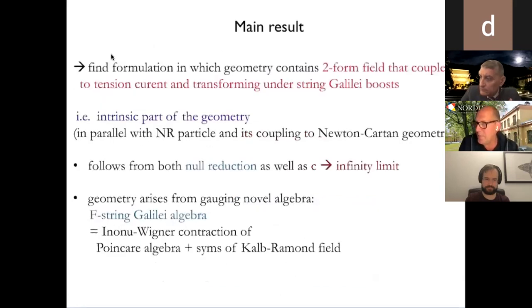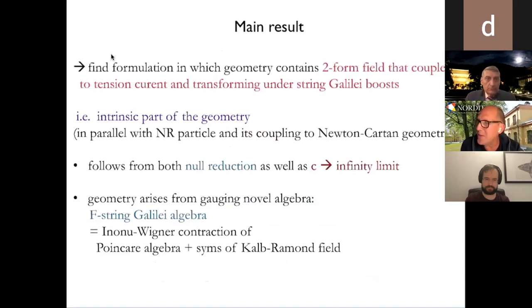Just to give the main punchline, maybe it doesn't mean so much yet when I say it here, but you might remember it at the end: we find a formulation in which the target space geometry contains a two-form field. And you might right away think, okay, ordinary strings also have a two-form field, the B field, right? And it's in fact closely related to it.